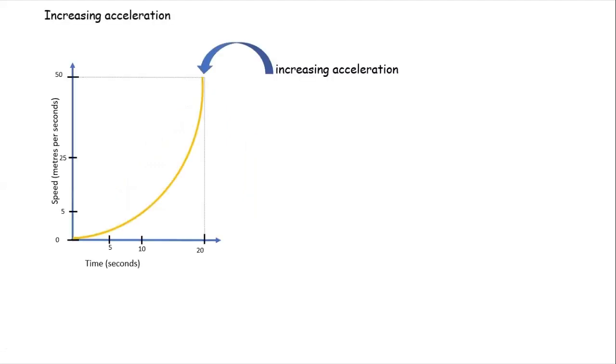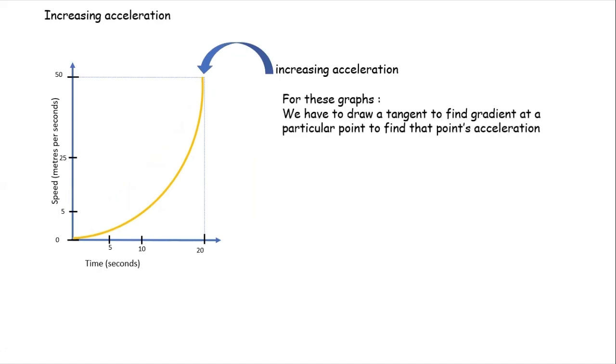Now the increasing acceleration graph. For these graphs, we have to draw a tangent to find the gradient at a particular point, to find the acceleration at that point. For example, the acceleration at 10 seconds. We draw the tangent line this way. The tangent width on the time axis is a 15 second gap, and on the speed axis it is 25 meters per second.